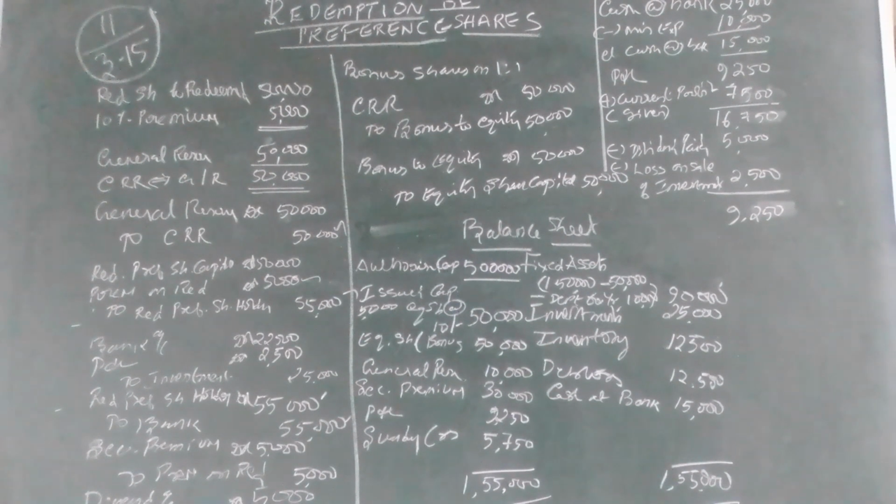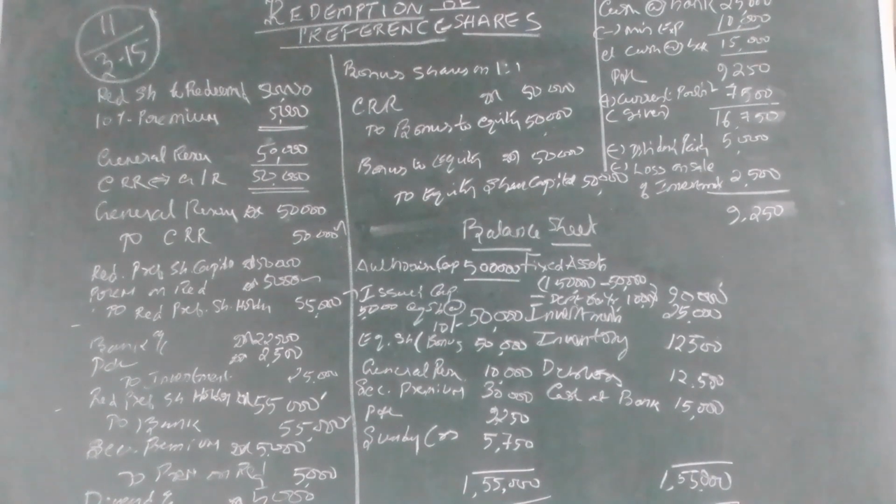So what we have to do is, first we have to ascertain the amount of redemption and how the redemption is carried out. In this case, one additional piece of information is also available that we have not practiced previously. In this question, bonus shares are given.